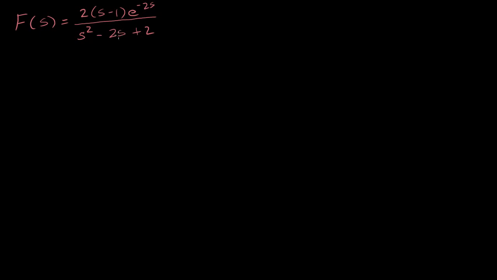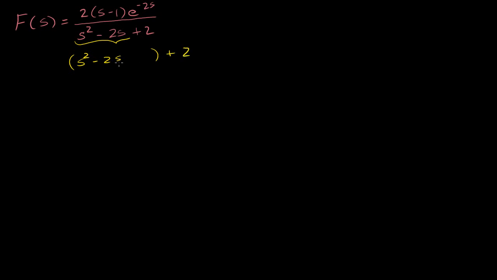And maybe this will match one of the cosine or the sine formulas. So how can we complete the square on this denominator? Well, this can be rewritten as s squared minus 2s, and I'm going to put a plus 2 out here.